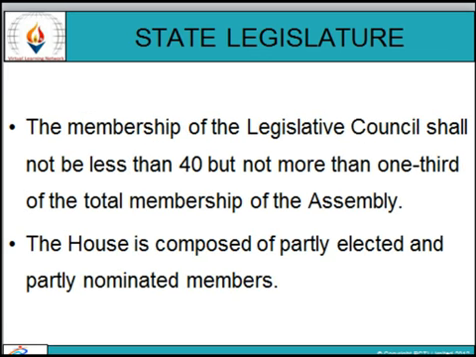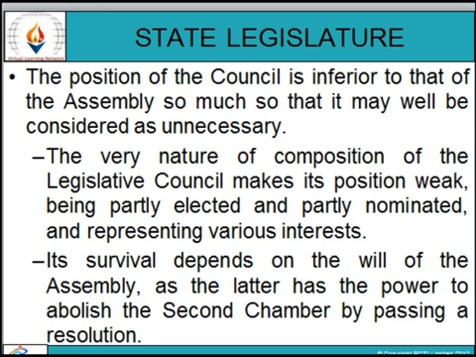The membership of the Legislative Council shall not be more than 40, but not more than one-third of the total membership of the Assembly. The House is composed of partly elected and partly nominated members. The position of the Council is inferior to that of the Assembly, so much so that it may well be considered as unnecessary.